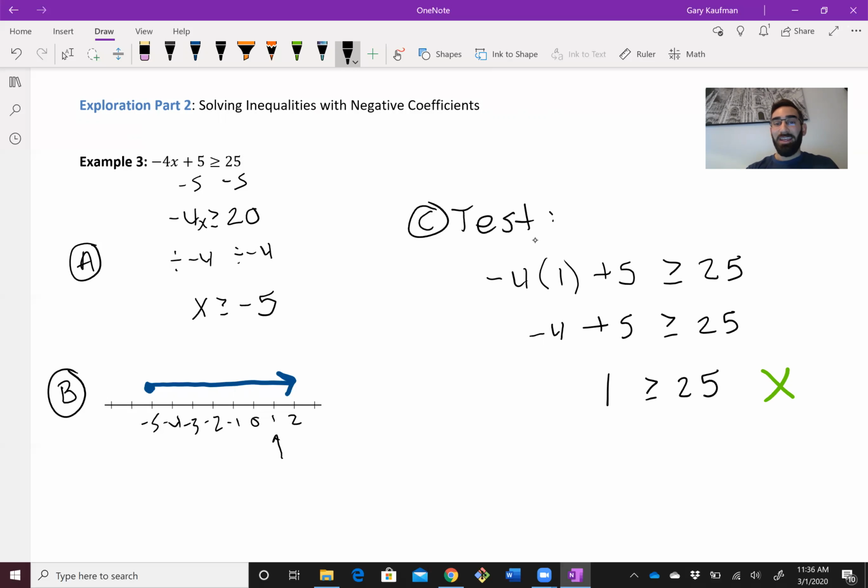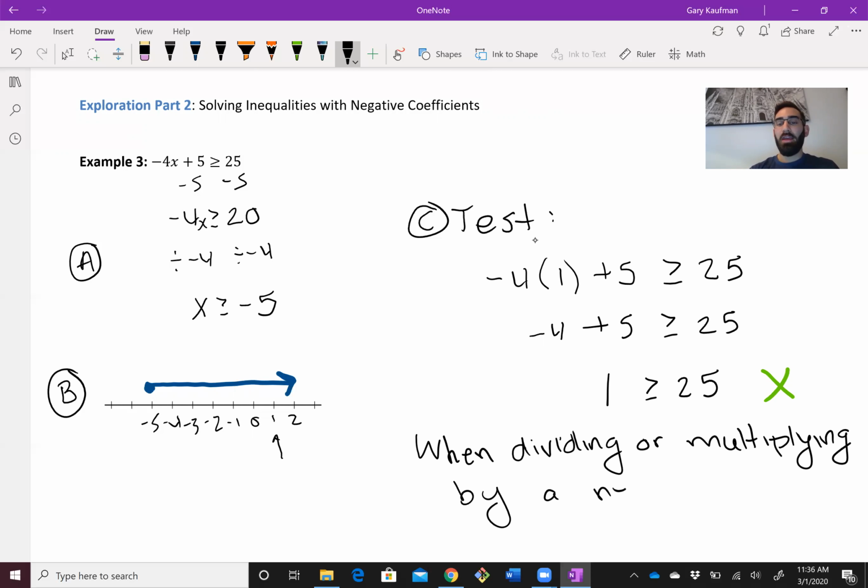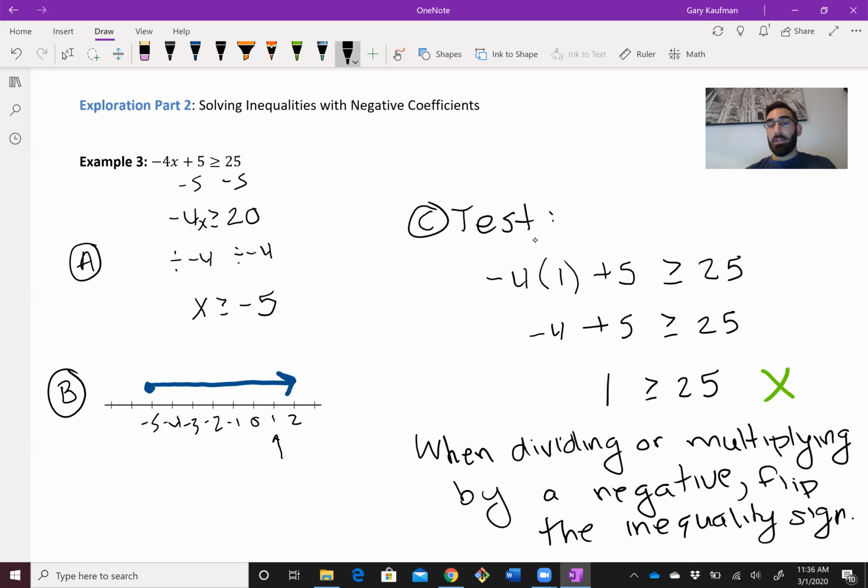And this is our second takeaway. When dividing or multiplying by a negative, flip the inequality sign. So I'm going to go through now and we're going to fix that.